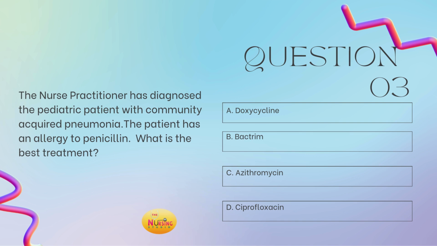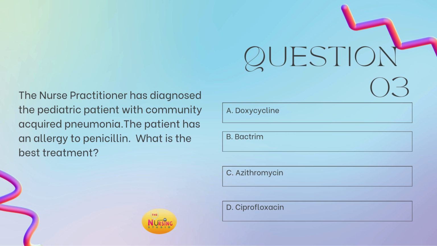All right, question number three. The nurse practitioner has diagnosed the pediatric patient with community acquired pneumonia. The patient has an allergy to penicillin. What is the best treatment? Is it A, doxycycline, B, Bactrim, C, azithromycin, or D, ciprofloxacin? Take a moment and tell me what you got.